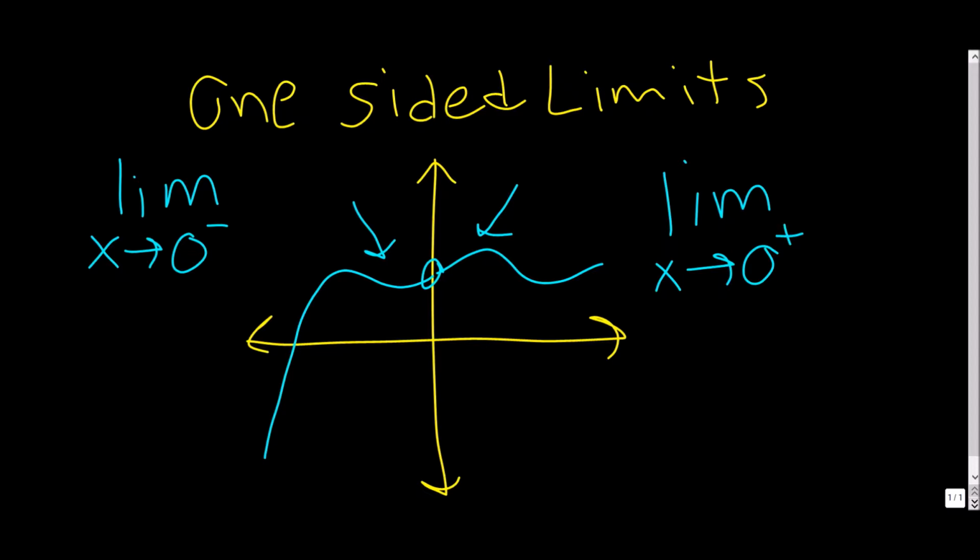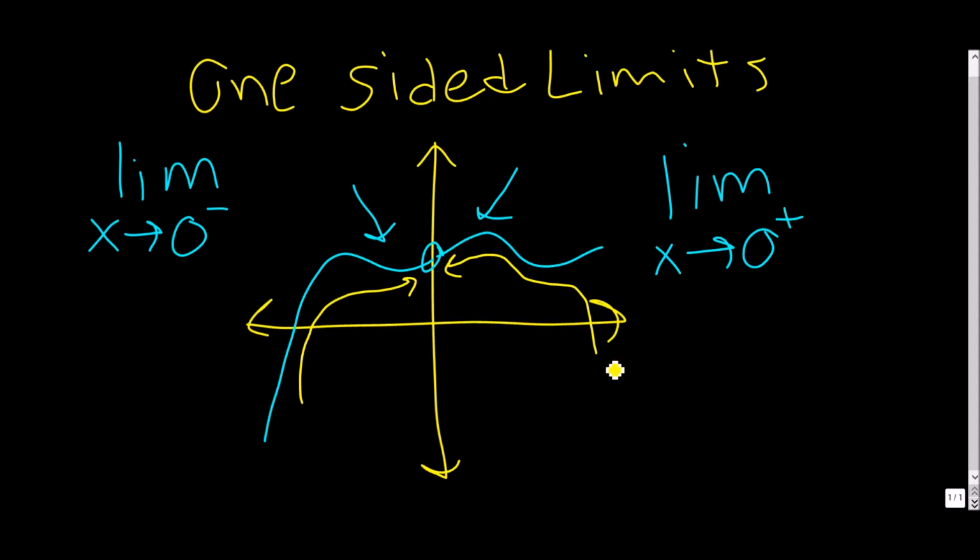So on the left side, it's what number am I going to as x gets closer to 0? And what number am I going to as x goes down from 0? Those are what one-sided limits are all about. So let's see what this looks like analytically.